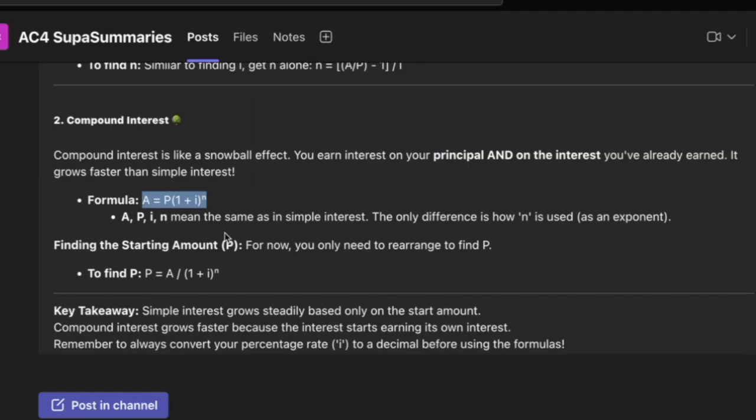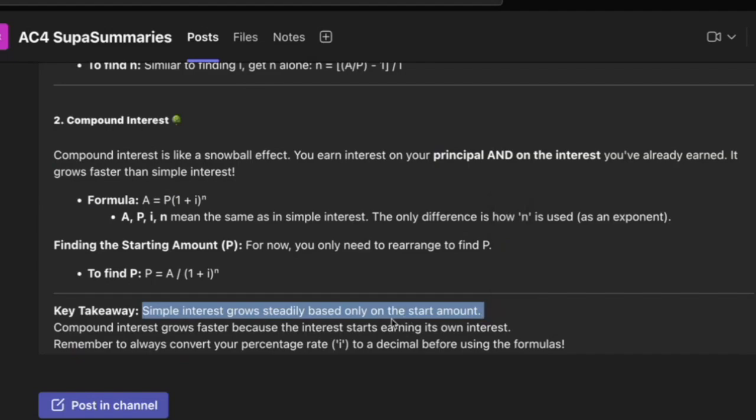Because we are not adding the same amount each year. But you might not need to just find the end amount. You might need to find the start amount. Same thing, we want to get P alone, so we're going to divide both sides by 1 plus I to the N.